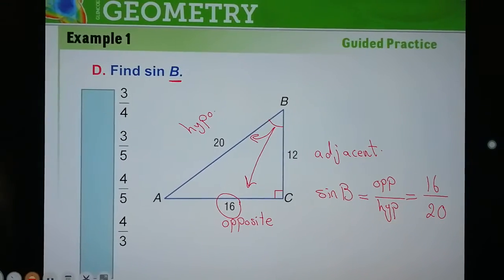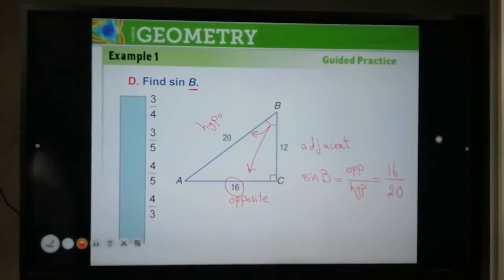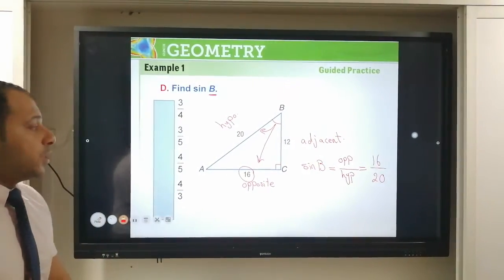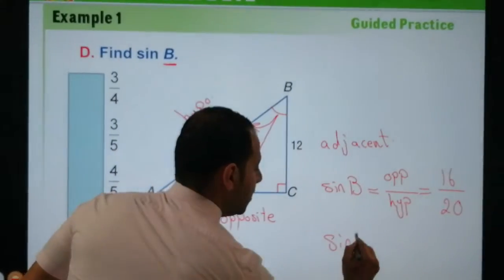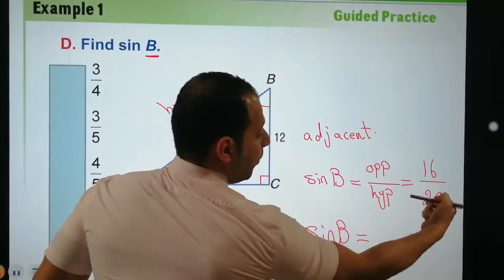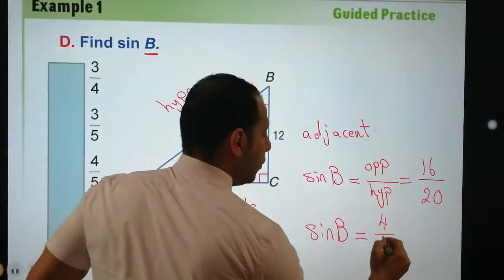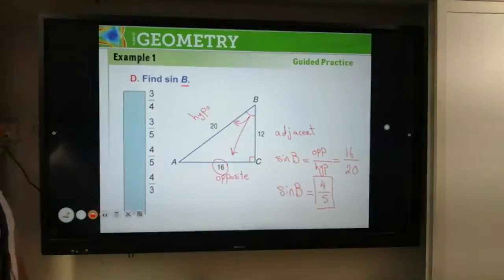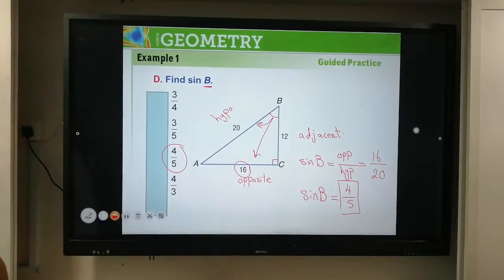Is this the simplest form? This is your answer. By using your calculator, you can find the simplest form, as we deal with multiple choice or MCQs. So we must get the simplest form. So sine B will be equal, divide here by 4 and divide here by 4. If you divide by 4, it will be 4. If you divide by 4, it will be 5. So the result will be 4 over 5. 4 over 5, it means letter C.